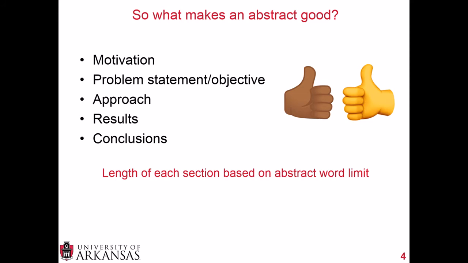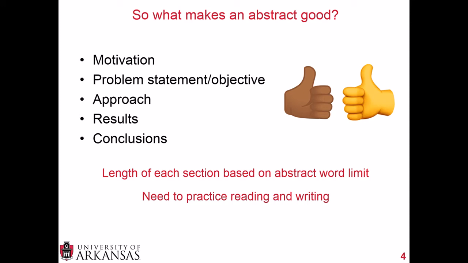The length of each section is based on the abstract word limit. Some abstracts have no word limit, some are 500, some 300, and the hardest to write are the 100 word abstract limits. But in order to practice these different sections, you must practice not only reading, but also writing abstracts.